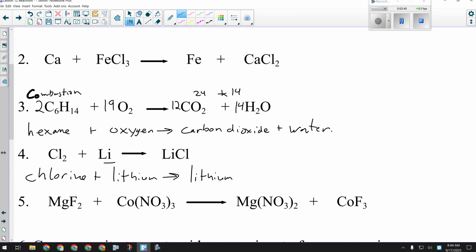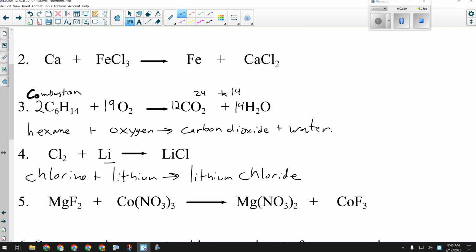A lot of people will write ClLi, just because that was the order it was there, forgetting, you know full well, that a metal comes first in an ionic compound, but we just forget because we're moving along on something. So something to watch for. Lithium chloride.